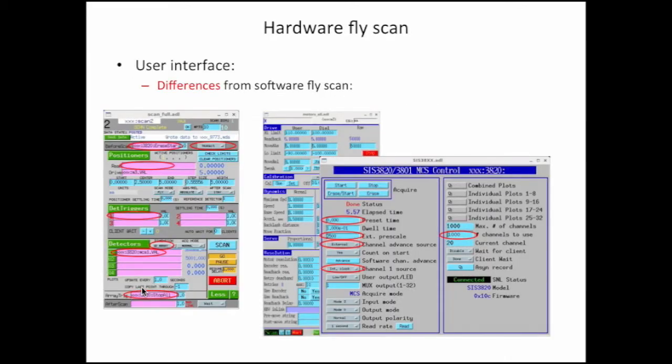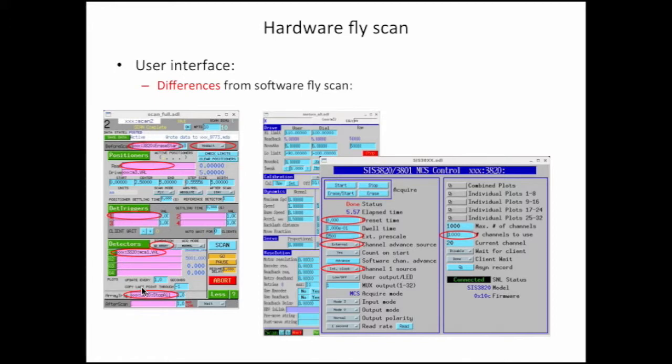So, hardware fly scan, there's actually quite a few changes. This is the way hardware fly scans are normally done with the scan record. There's lots of different ways to do this, but normally there's a before-scan action that starts the detector, because the detector has to be ready for trigger pulses before you start the motor.